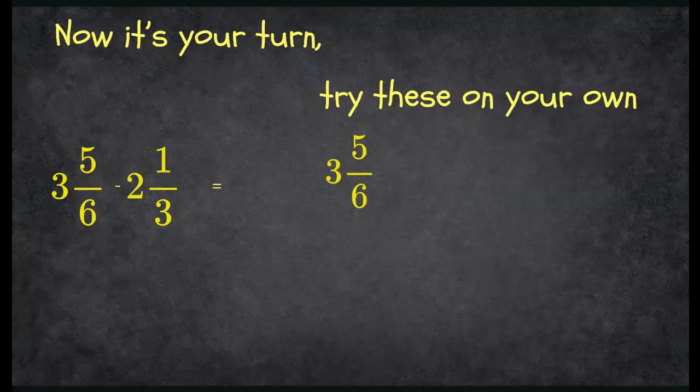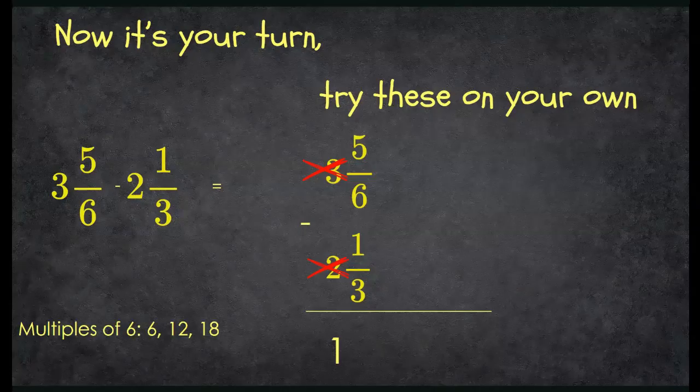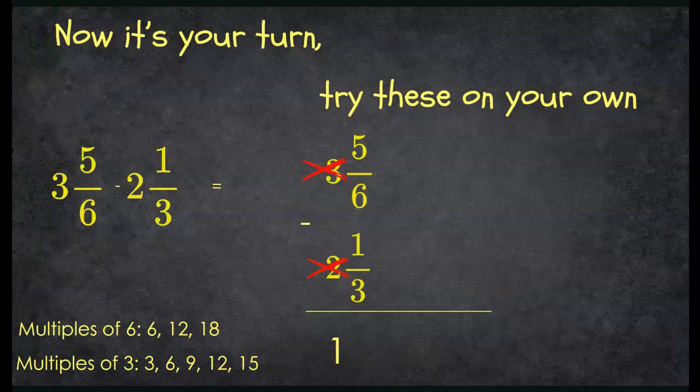So first step is we're going to rewrite these as a standard algorithm subtraction problem where we stack place values, ones over ones, fraction over fraction. First step is we are going to subtract our whole numbers. 3 minus 2, that gave us 1. And now I want to find a common denominator among 5/6 and 1/3. So I'm going to list out my 6s, 6, 12, 18. I'm going to list out my 3s, 3, 6, 9, 12, 15. And then I'm going to be circling a common multiple that they share. And I can see that they actually share two multiples. They share a 6 and a 12.